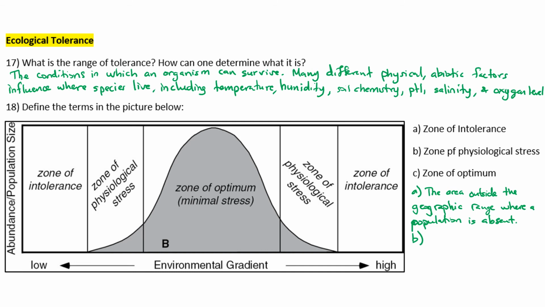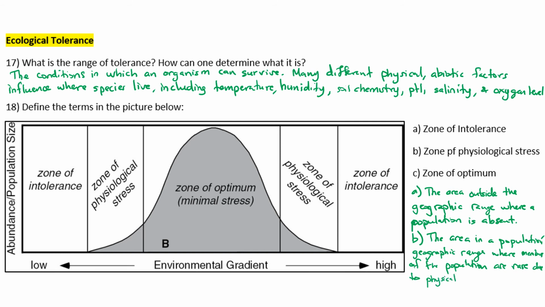Then we have the zone of physiological stress. The area in a population geographic range where members of the population are rare due to physical and biological limiting factors.